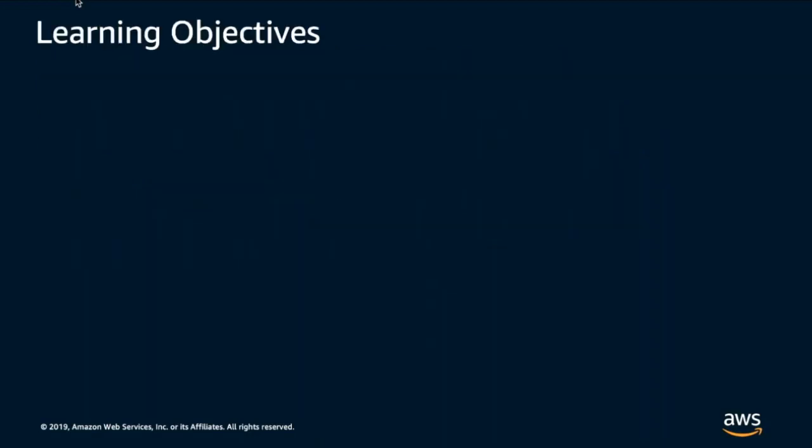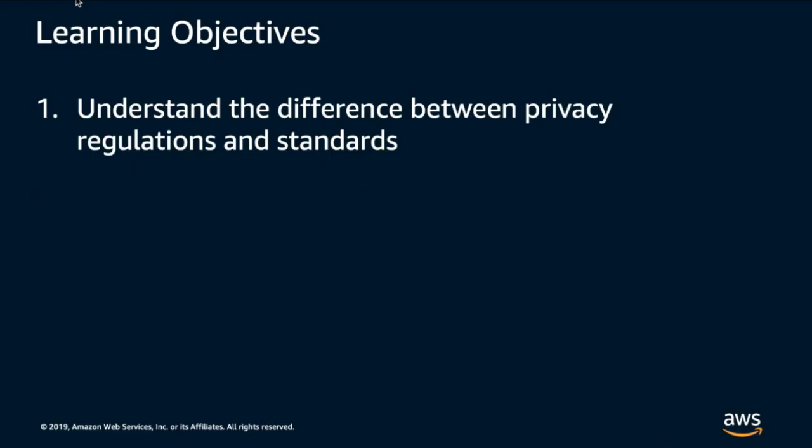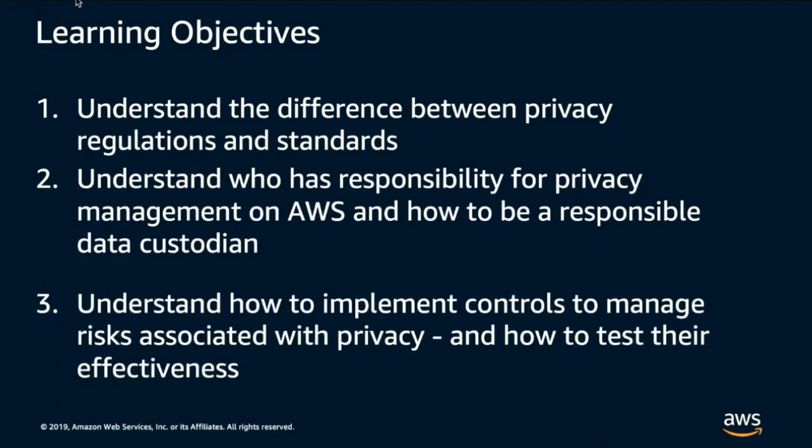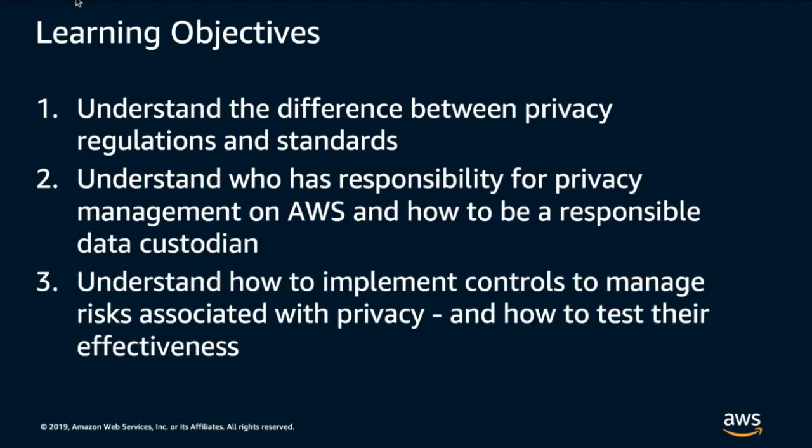So we have several learning objectives. It's to understand the difference between privacy regulations versus standards versus principles, understand who has responsibility for privacy management on AWS, and how to be a responsible data custodian for the data you're collecting of your subjects. And third, to understand how to implement controls, manage your risks, and how to test how effective those are.